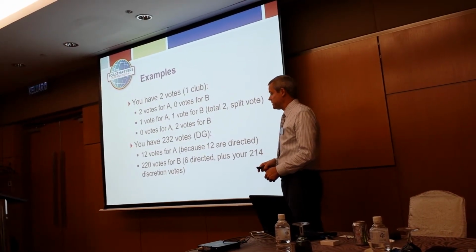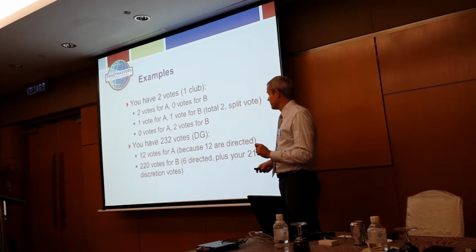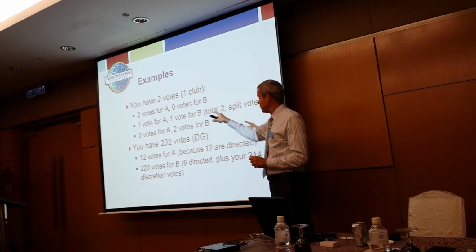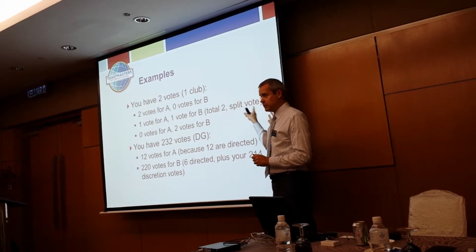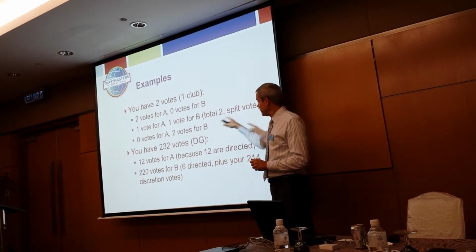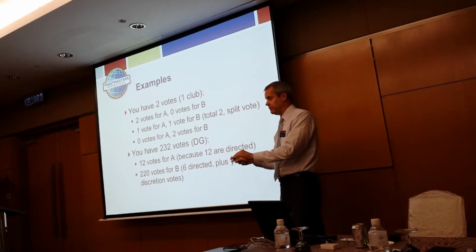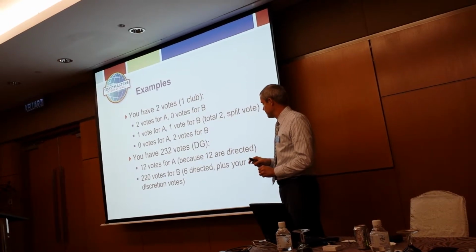Some examples. Let's say you have 2 votes, just 1 club. You could cast 2 votes for A and none for B. You could cast 1 vote for candidate A, 1 for B, and split the vote. Or you could cast both votes for candidate B. That's great. No undervoting, no overvoting. You cast exactly 2 votes.